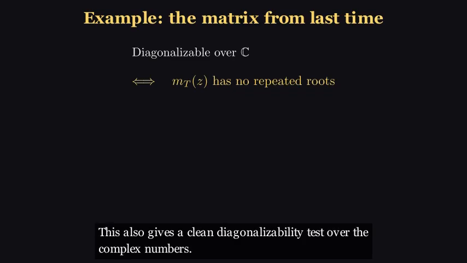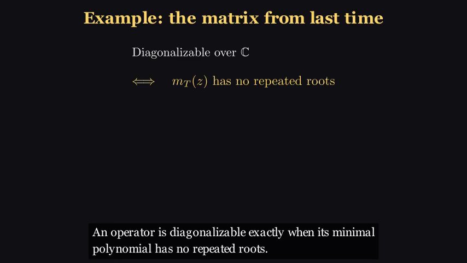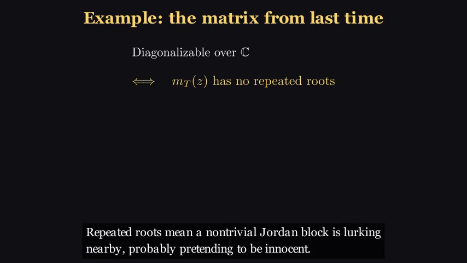This also gives a clean diagonalizability test over the complex numbers. An operator is diagonalizable exactly when its minimal polynomial has no repeated roots. Repeated roots mean a non-trivial Jordan block is lurking nearby, probably pretending to be innocent.